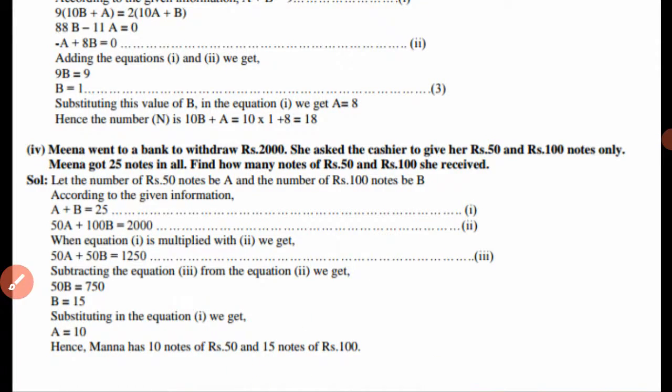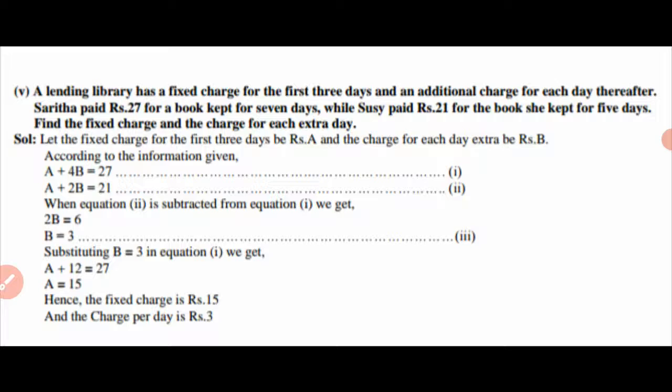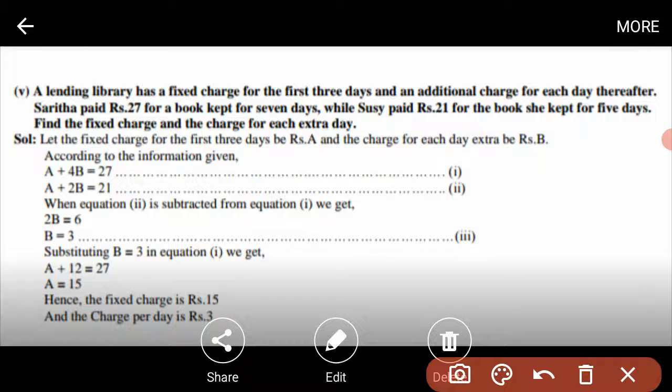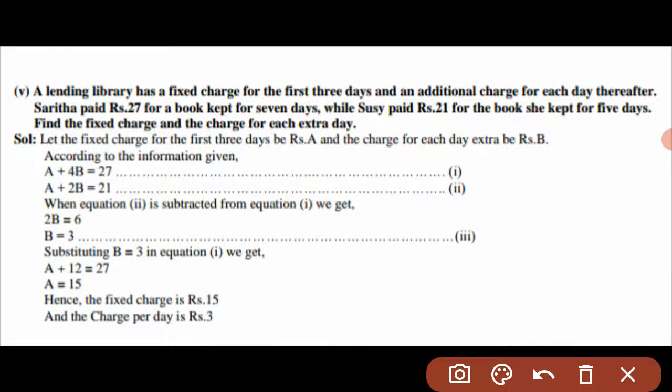Now after this, see the next part. In the next part, the fifth part, we are given: a lending library has a fixed charge for the first 3 days and an additional charge for each day thereafter. Sarita paid rupees 27 for a book kept for 7 days, while Sasi paid rupees 21 for the book she kept for 5 days. Now find the fixed charge and the charge for each extra day. So we can take the fixed charge as A, and the charge for each extra day as B.